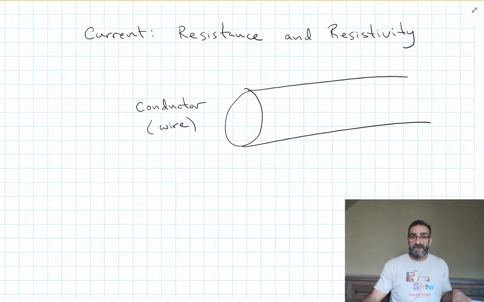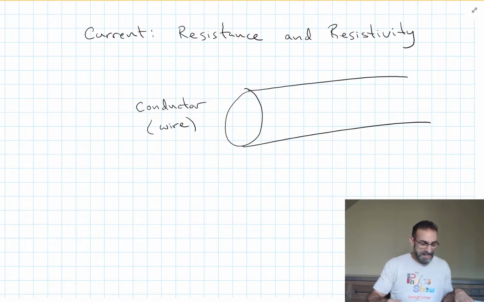Let's think about this situation for a second. We have some type of conductor in the shape of a wire, and we want electric charges to move through this wire. What do you think would impact the flow of electric charges through this wire? There should be a few things that pop into your mind right away. One, we just talked about the type of material this is. Some materials, the electrons can move through them a little freer than other materials. Other materials, the electrons collide a little bit more, and so they have more resistance.